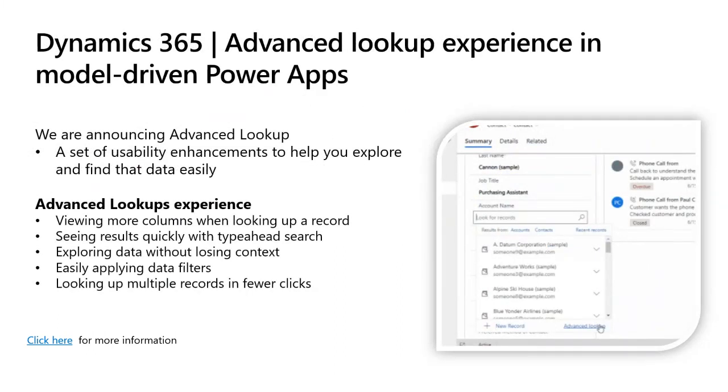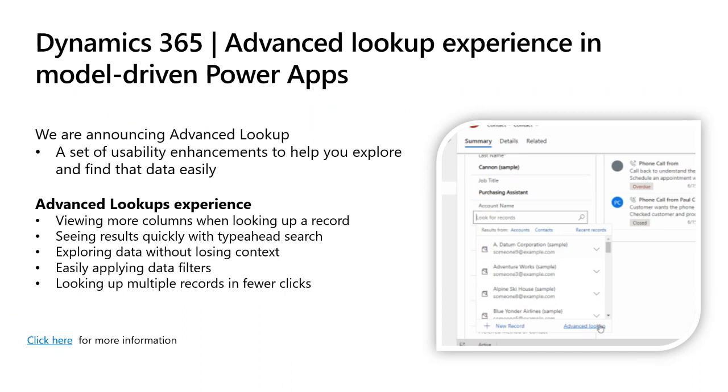Next up in Dynamics is the advanced lookup experience, and this is with model-driven Power Apps. So we're announcing here advanced lookup, which is a set of usability enhancements to help you explore and find data more easily. As you know, lookups are very important within model-driven apps and Dynamics 365. So this adds some additional functionality around that, where you're able to view more columns when looking up a record. You can see results more quickly with that type ahead search. You can explore data within the advanced lookup without losing context.